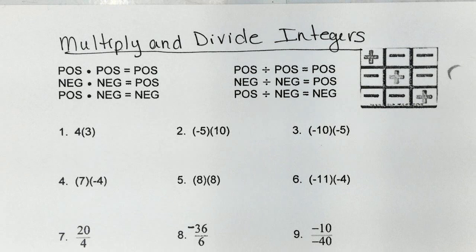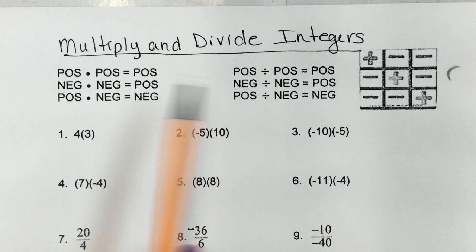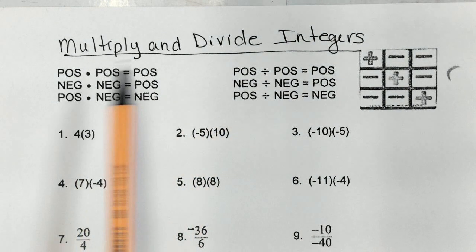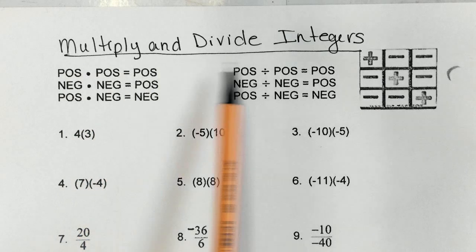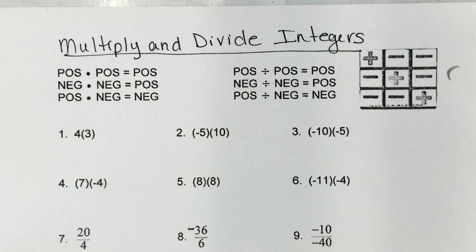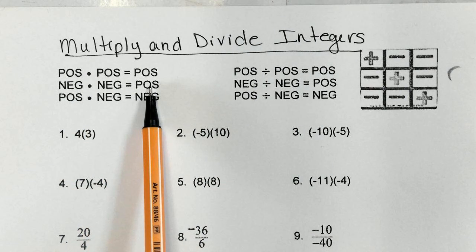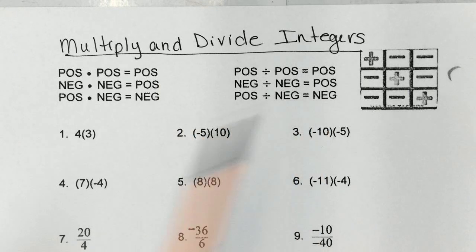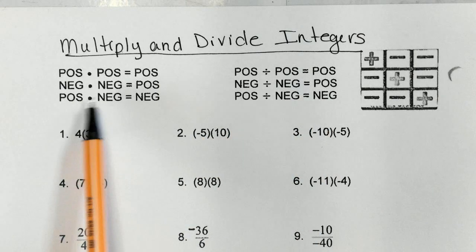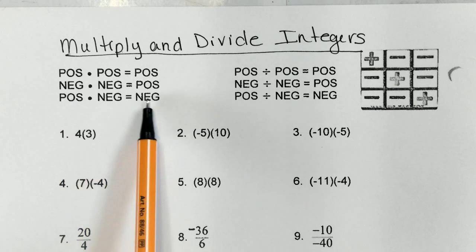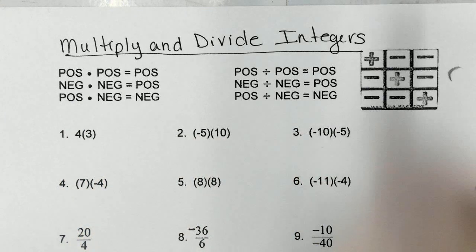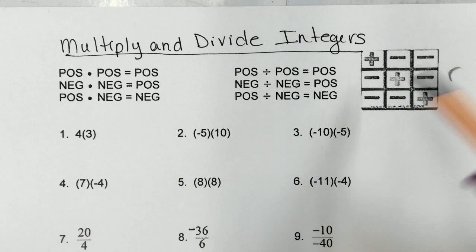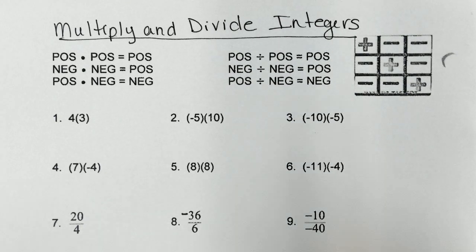So there's a couple of ways to look at it, and the nice thing is the rules are exactly the same for multiplying and dividing. A positive times a positive is a positive, divided by a positive is a positive. Negative times a negative is a positive, divided by a negative is a positive. If they have opposite signs, one positive, one negative, then your answer is going to be negative. There's a little tic-tac-toe board here that also helps with that, so that will help you remember it.